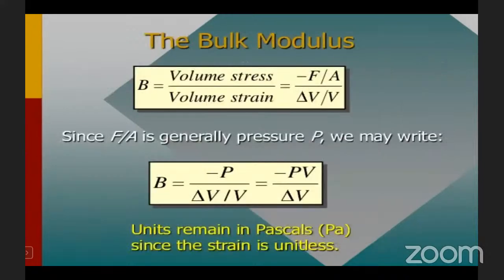Okay. Next, the bulk modulus B equals volume stress by volume strain, that equals minus F by A by del V by V. Since F by A is generally pressure, force per area P, we may write B equals minus P by del V by V, that equals minus PV by del V. Units remain in pascals since the strain is unitless.